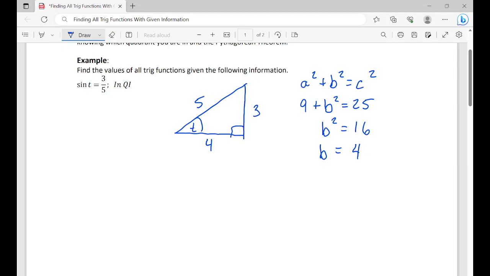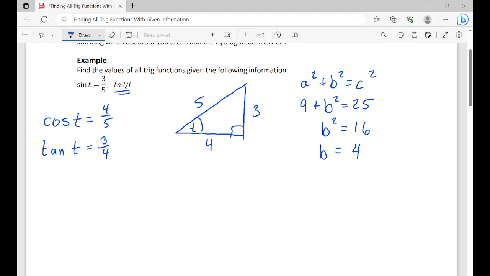So now I have finished my right triangle. I know that I am in quadrant 1, and now I can figure out the rest of my trig functions. So I already know sine, it's given to me. Cosine of t is, well, cosine is adjacent over hypotenuse, so adjacent is 4, and hypotenuse is 5, so 4/5. Next is tangent t, and tangent is opposite over adjacent, so opposite 3 over adjacent 4, so 3/4.